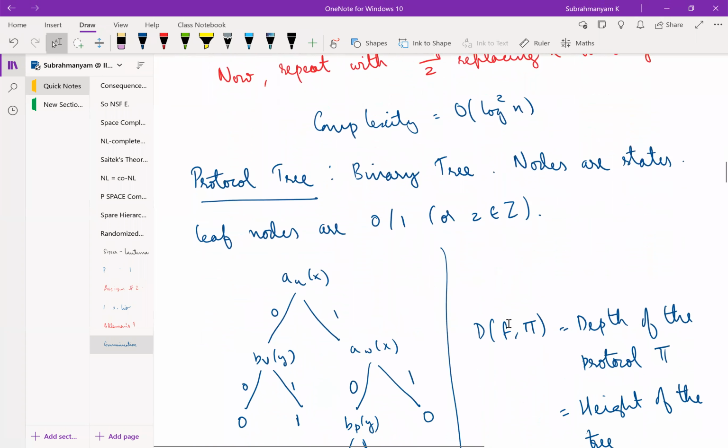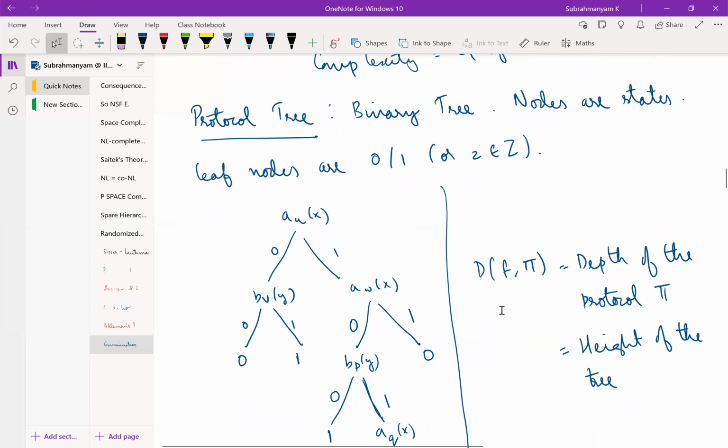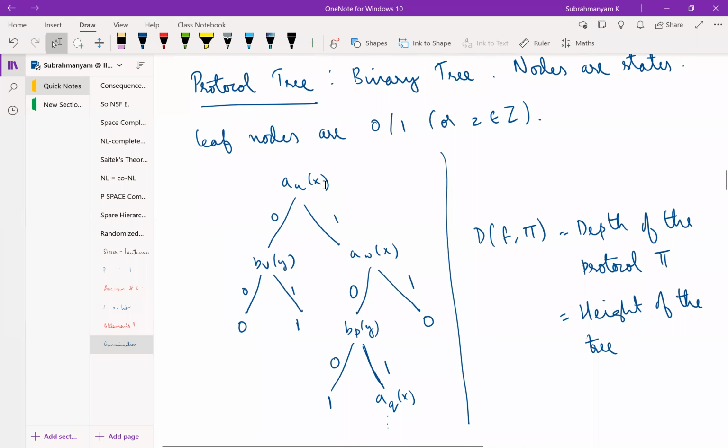Now let us try to see some techniques to understand communication complexity. Most of communication complexity tries to show bounds on the complexity. So this will be a tool that will help us: a representation of the protocol, what is called a protocol tree.